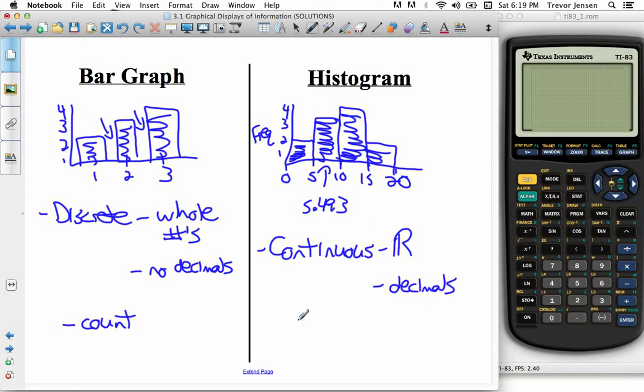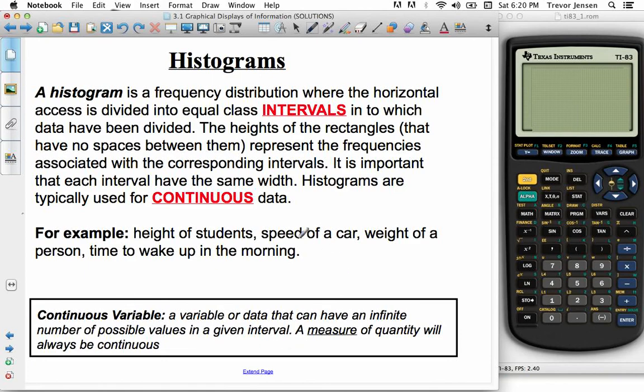Whenever you're doing the measure of the quantity of a variable, so anytime you're doing a measure, as in the speed of something, or the height of something, or the weight of something, you're going to get a continuous variable. If I want to know the height of someone, they could be 182.45 centimeters tall. That's very possible. So that would be a continuous variable, and we would use a histogram to display that data. Okay, I think I've talked about everything I needed to there.